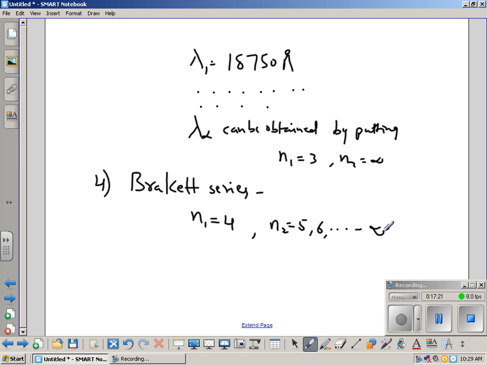Lyman series belongs to the ultraviolet region, Balmer series belongs to the visible region. After visible, what will be there? Before visible, ultraviolet. After visible, after the red, infrared. You know the electromagnetic spectrum. So Paschen series belongs to the infrared region in the electromagnetic spectrum.